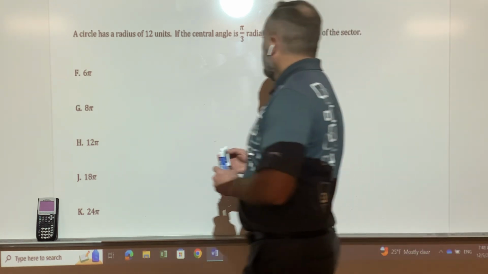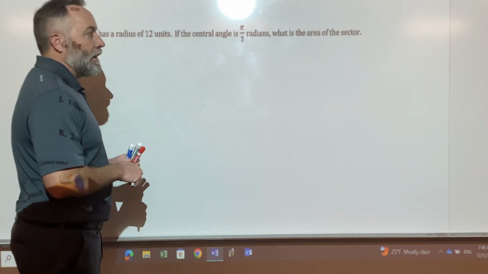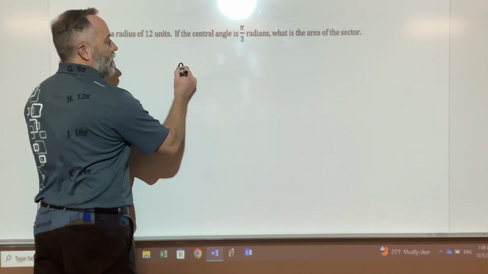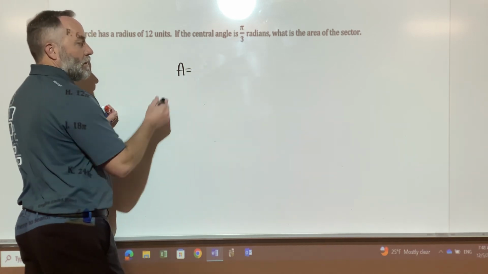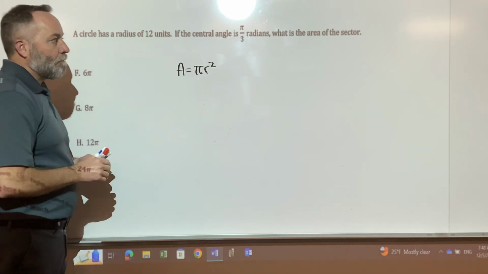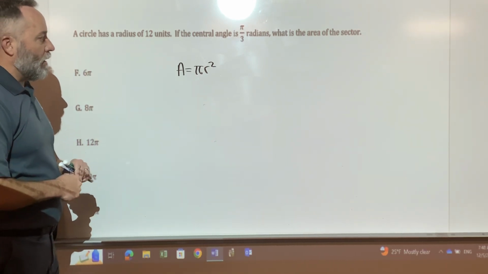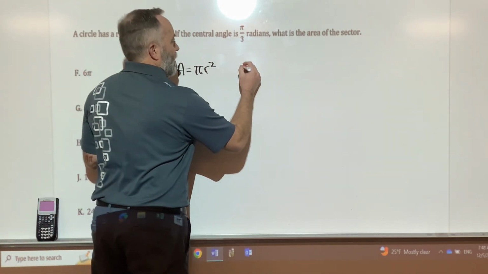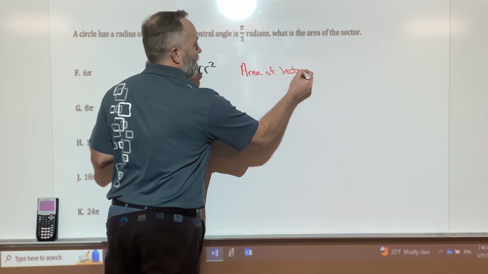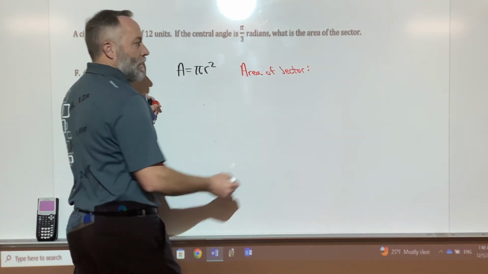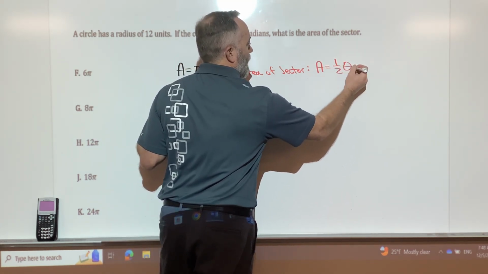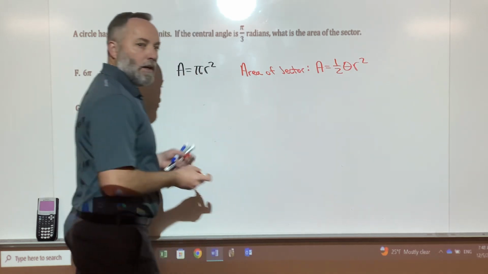I wanted to show two formulas that are the same but don't often look that way. So the first one, which we should be more familiar with, is the area of a circle, which is area equals pi times the radius squared. And then maybe you know, maybe you don't, an equation for the area of a sector when the central angle is in radians, and that is area is equal to 1/2 theta times the radius squared.